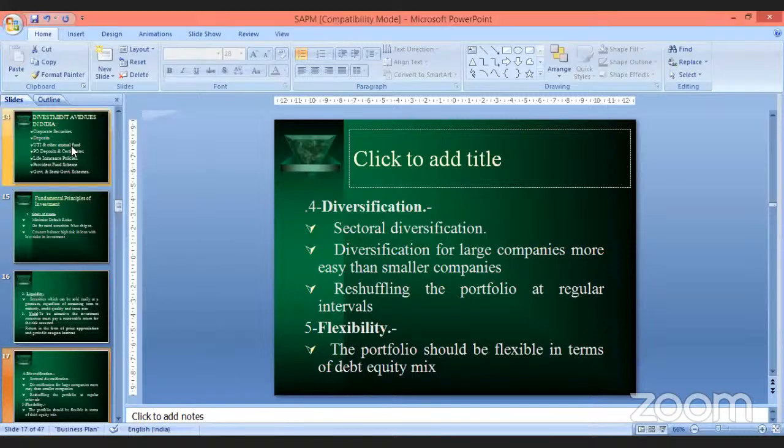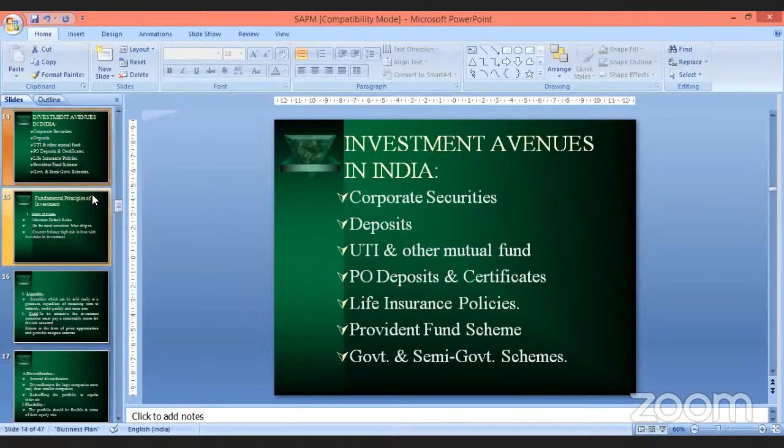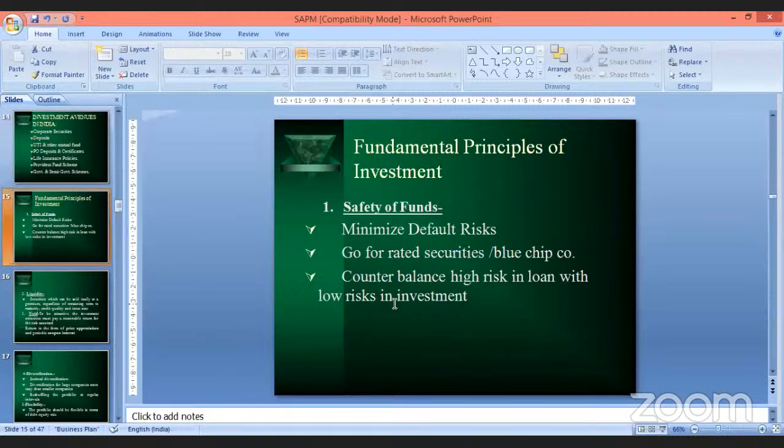Is my screen visible to all of you? Yes, sir. So what are you watching on my screen? It's investment avenues in India. Last class we discussed up to this. So let us quickly proceed with the other part of the fundamentals of investment management. Now we are going to discuss the fundamental principles of investment.